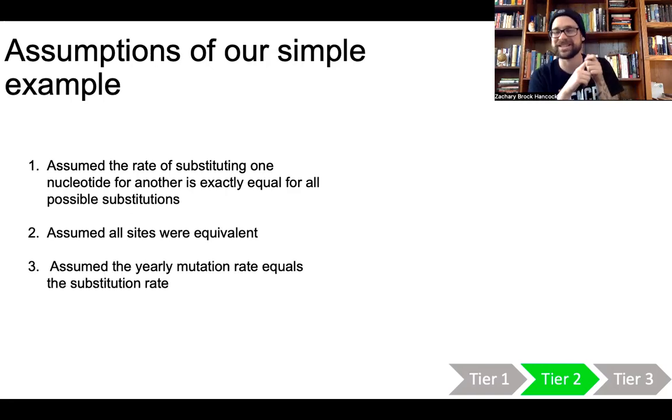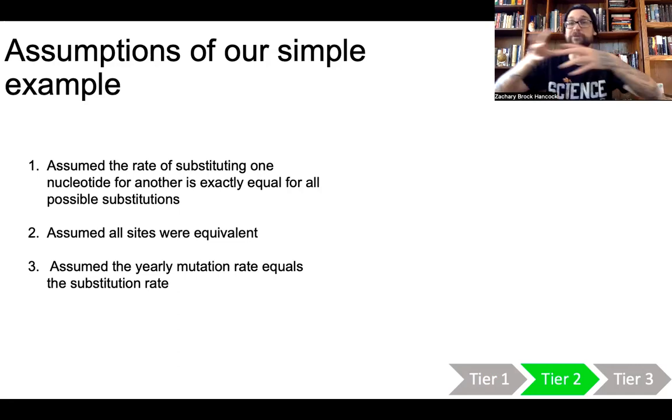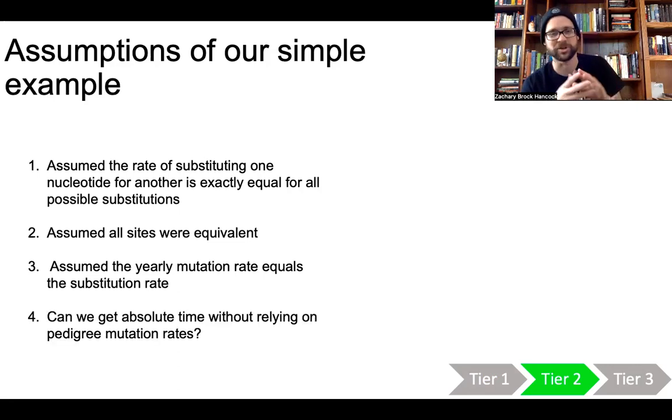Third is that we assume that the yearly mutation rate equals the substitution rate, right? We took some pedigree estimated yearly rate, and then we just converted that into absolute time. There are a ton of reasons why that is a very simplistic assumption that is very often violated, and we're going to talk about why that is and how we account for it. Now what I want to do is then go from those assumptions to ask, can we get an absolute time without relying on the yearly mutation rate, right? Without having to make this assumption, can we actually get the true substitution rate in terms of absolute time?